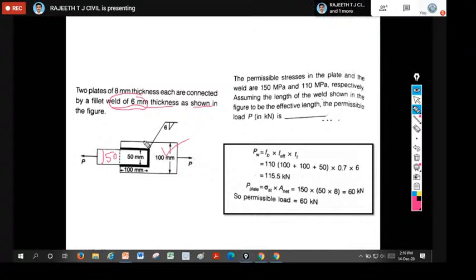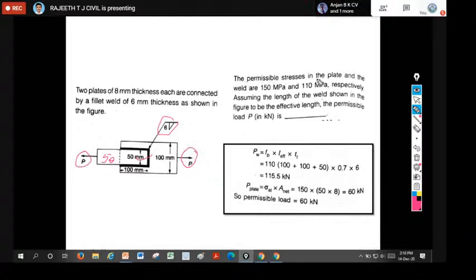The total length of the weld provided, if you observe the figure, is 100 millimeter at the top and 100 millimeter at the bottom, total 200, plus on the other side they have provided 50 millimeter. Therefore the total weld provided is 200 plus 50, 250 millimeter. Around the 50 mm plate they have provided the weld. The size of the weld here is 6 millimeter. The force is acting here, and it is a tension member.